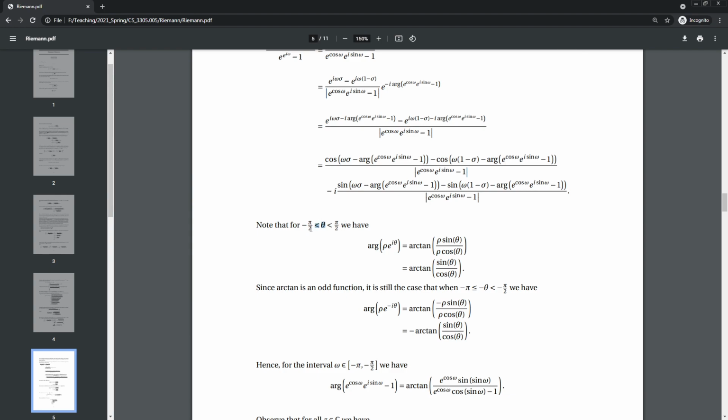whenever theta is between negative pi over 2 and pi over 2. So in such a case, if we have it bounded, then the argument of rho times e to the I theta is equal to the arctangent of rho sine of theta over rho cosine of theta. So what that's saying is that you can compute the angle, you can compute theta, by doing the tangent. So this might be simpler to see on the whiteboard.